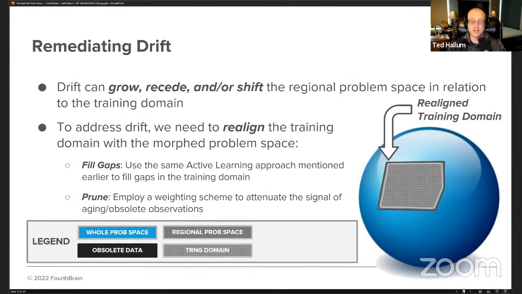After you've employed that active learning approach and applied a temporal weighting scheme to your training data, you're going to be able to prune those parts of the data that are no longer relevant and fill in those gaps. And once again, you'll be able to achieve a training domain that's well aligned with your new problem space, the morphed problem space. So the problem drifted. You had to take action through active learning and a temporal weighting scheme to adjust your training domain to make it reflect the problem.